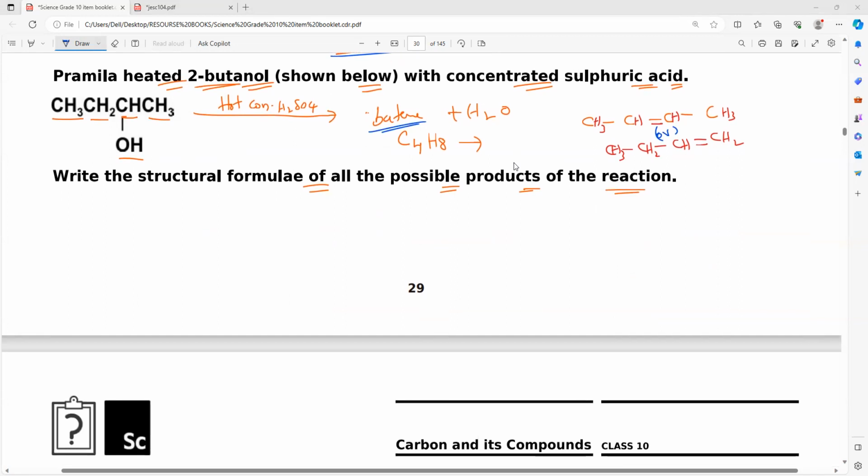Next, write the structural formula of all the possible products of this reaction. Structural formula they are asking. So what is the structural formula? I already wrote it. What is that, anybody? CH3CH double bond CH3. Name this compound, anybody? I already taught you people. Butene.